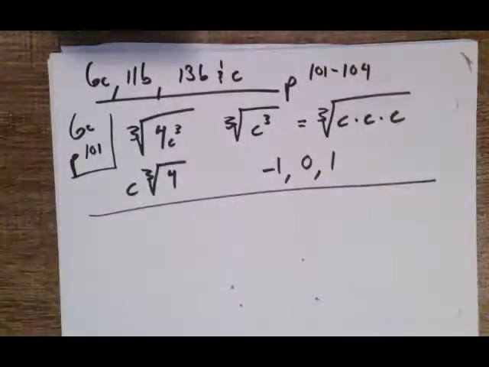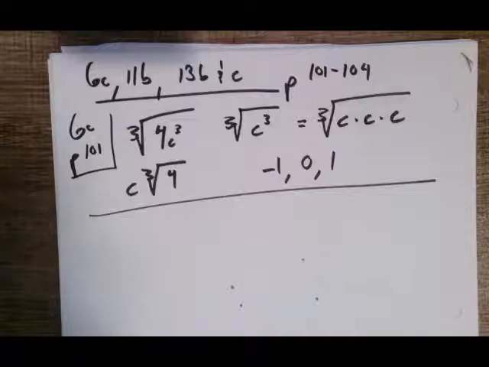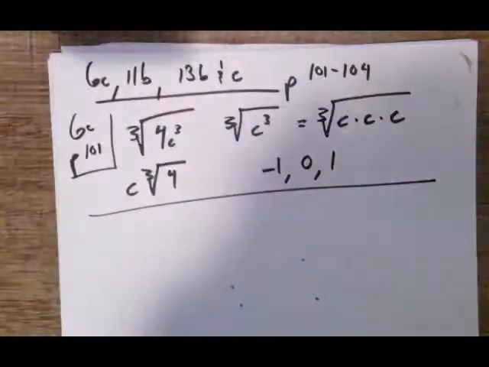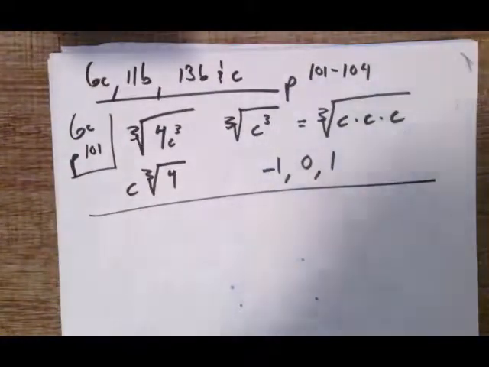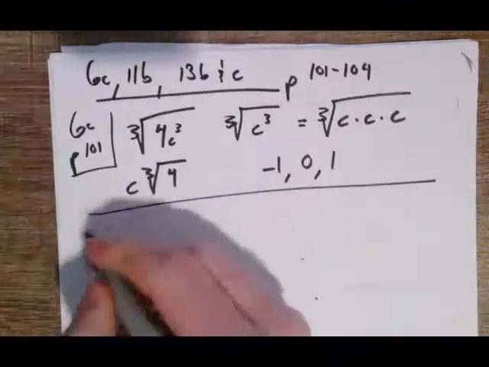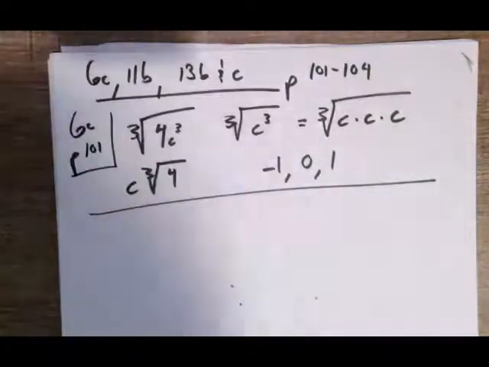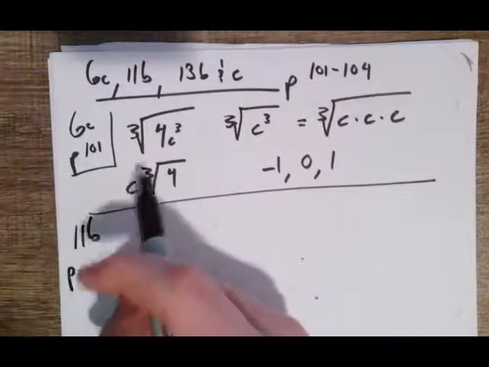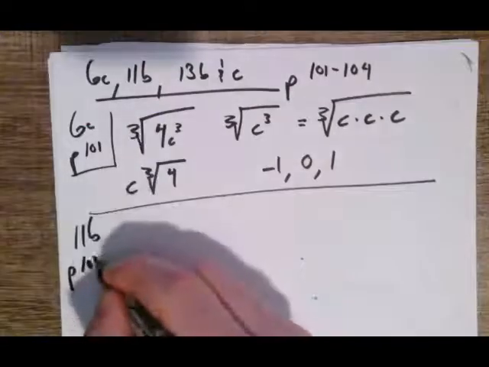Where are we going now? 11b. Similar question, for which values, and then you've got to simplify. Oh, it's cube root as well. Wait, I'm looking at B. 11b, yeah, that's right. 11b, page 103.